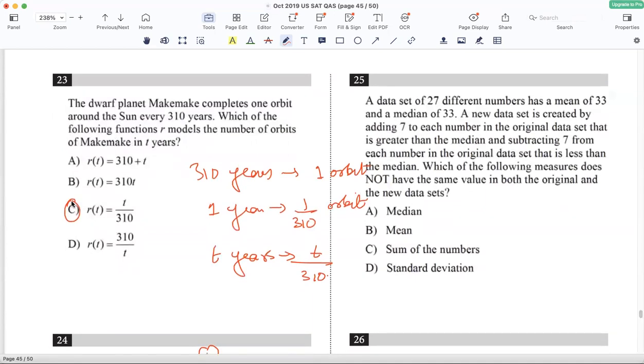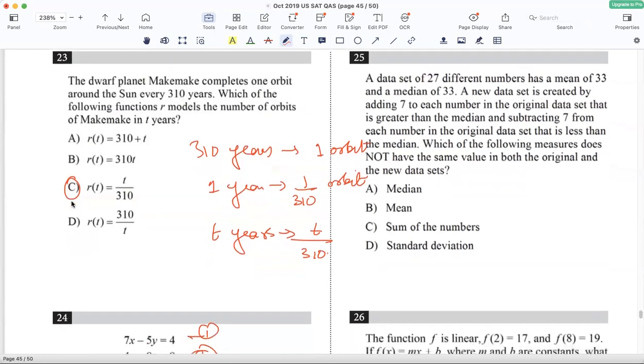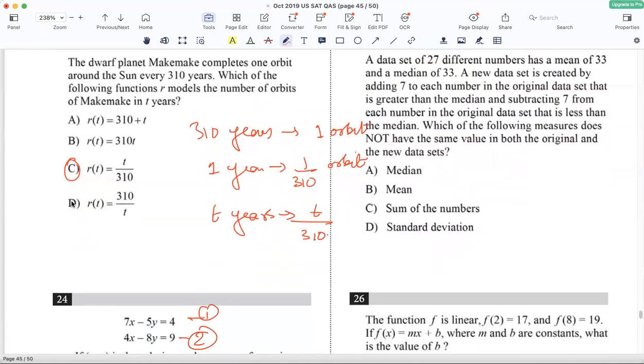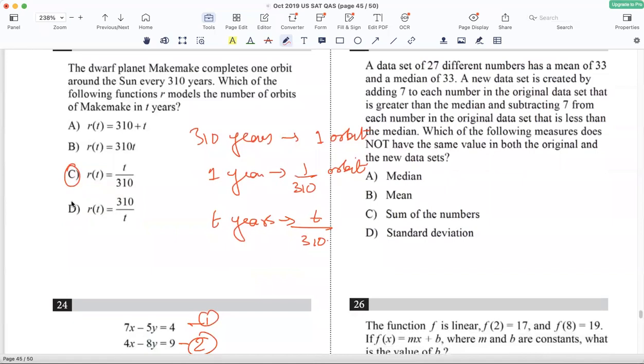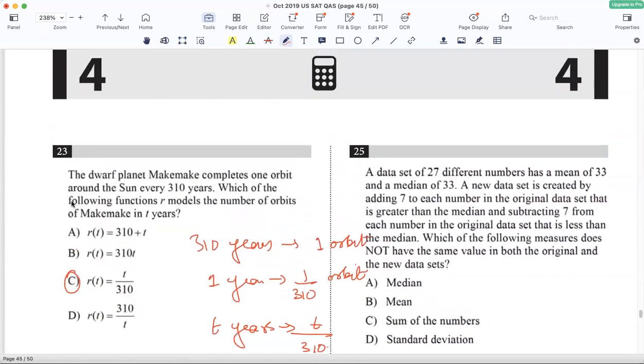A data set of 27 different numbers has a mean of 33 and a median of 33. A new data set is created by adding 7 to each number in the original data set that is greater than the median, and subtracting 7 from each number in the original data set that is less than the median. Which of the following measures does not have the same value in both the original and the new data sets?